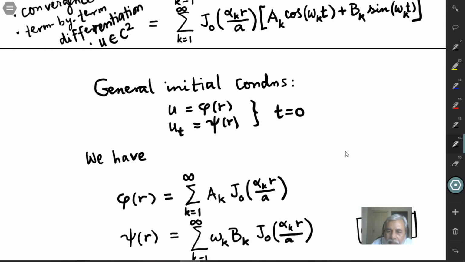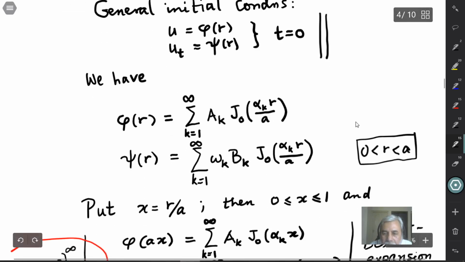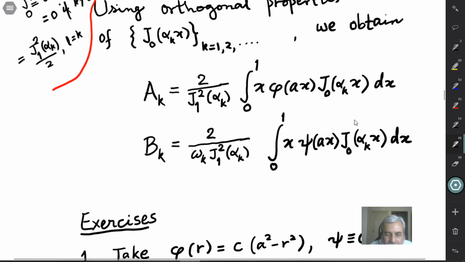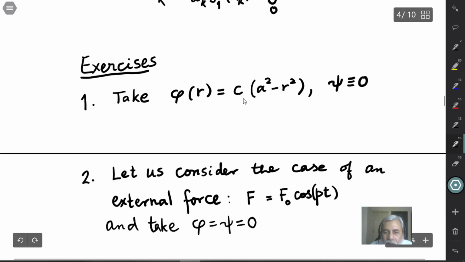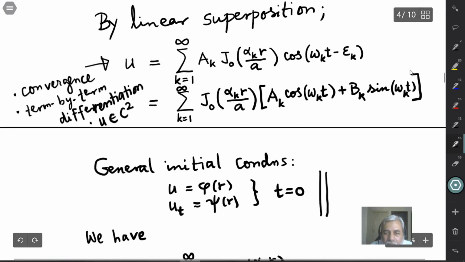Obtain some sufficient conditions on the initial conditions so that this is a C2 solution, and with some exercises you can also try that, and then I will close. For example, take a simple function, phi of r equal to some constant times a square minus r square. This just vanishes at r equal to a. Take psi equal to 0 and verify that this formula makes sense, in the sense that u is a C2 function and term by term differentiation is possible.